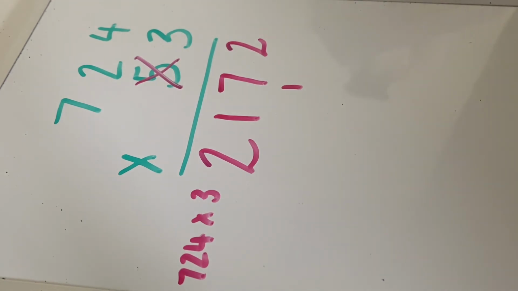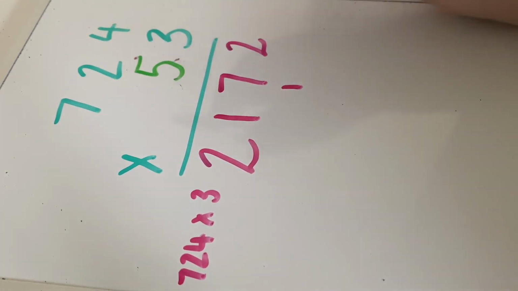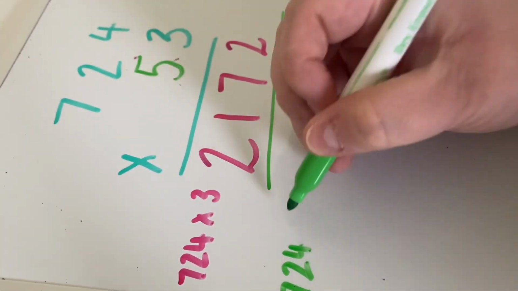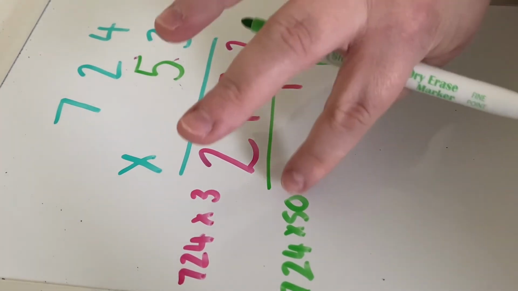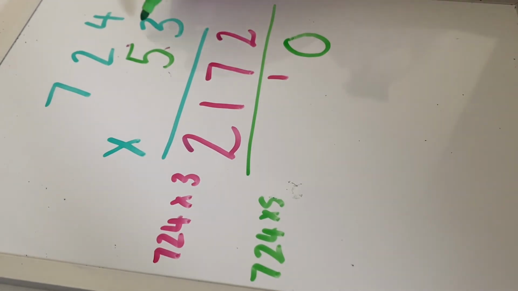On to step 2. Step 2, this time we ignore the 3 and we're doing 724 times 50. So do a wee line there, 724 times 50. Now remember, we have an extra trick here. To save timesing by 50, we can add a 0, which means we can ignore this 0, and we're doing 724 times by 5. So this time we're doing the sum, times by 5, we can ignore the 3.